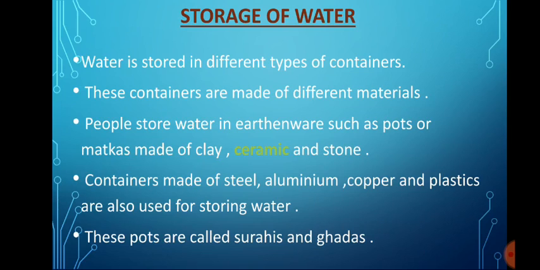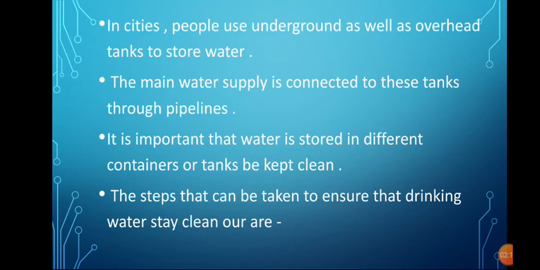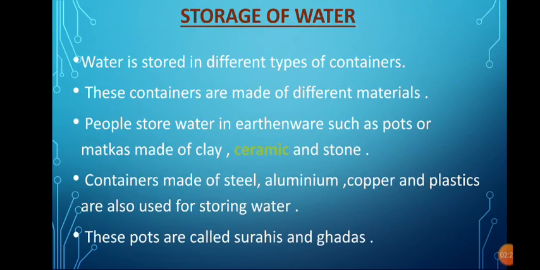Now, the next topic of the chapter is storage of water. Water is stored in different types of containers. These containers are made of different materials. People store water in earthenware such as pots or matkas made of clay, ceramic and stone. Containers made of steel, aluminium, copper and plastic are also used for storing water.